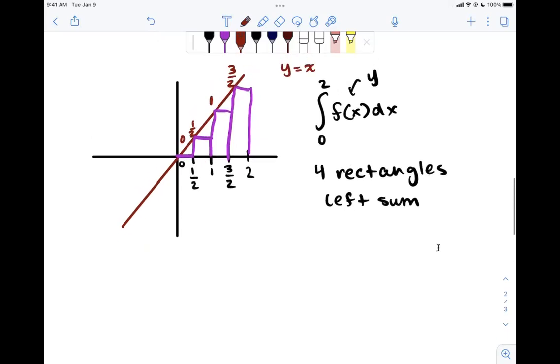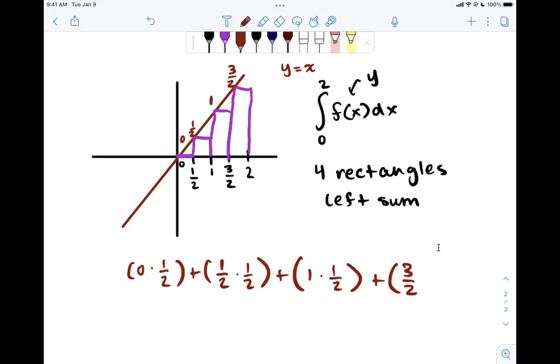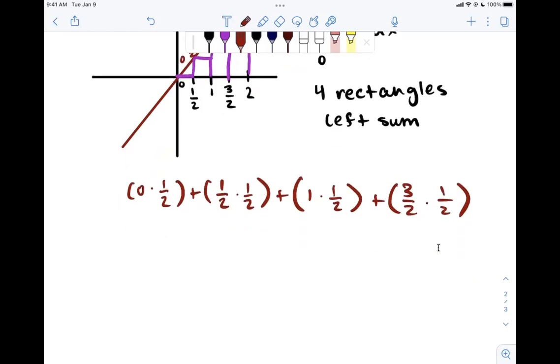So the areas of the rectangles, the first one is going to be 0 times 1/2 plus 1/2 times 1/2 plus 1 times 1/2 plus 3/2 times 1/2. And then we can add these up, so that's 0 plus 1/4 plus 1/2 plus 3/4. And I think that gives a final answer of 1.5.